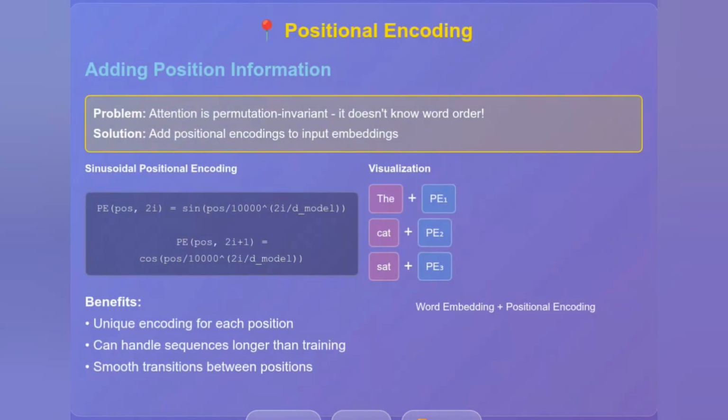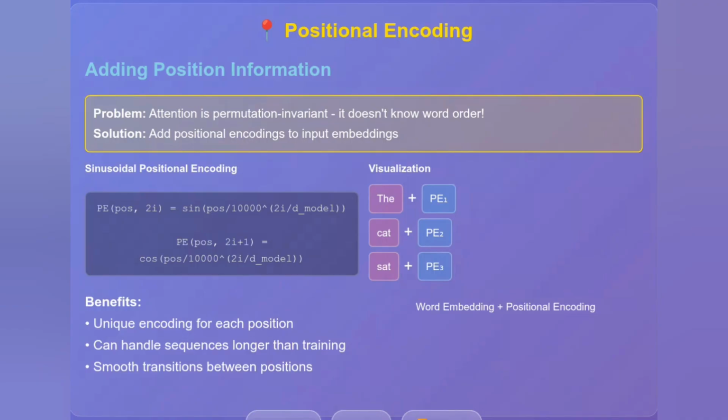Here's a subtle but crucial detail. Attention is permutation invariant. This means "the cat sat" and "cat the sat" would be processed identically. The model has no inherent understanding of word order. This is obviously a problem for language where order matters enormously. The solution is positional encoding. We add position information directly to the input embeddings.